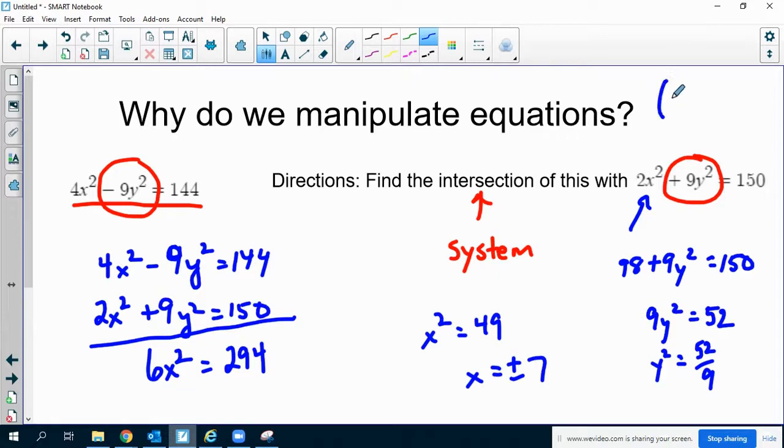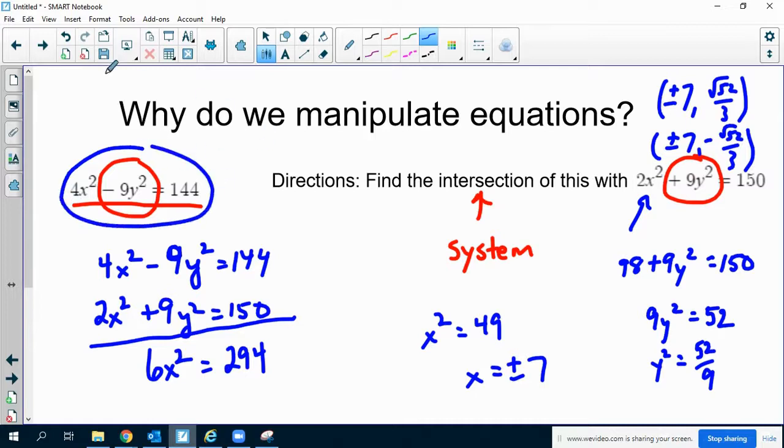So my intersection points would be at plus or minus 7, square root of 52 over 3, and plus or minus 7, negative root 52 over 3. And if I double check that, I would find that there were 4 intersection points in this problem. So in this case, it would be good to not even manipulate it at all.